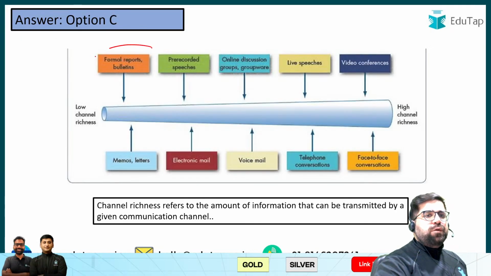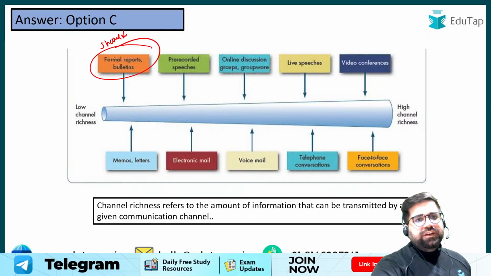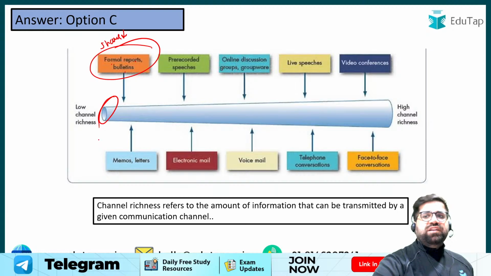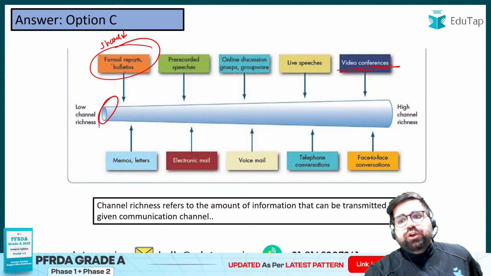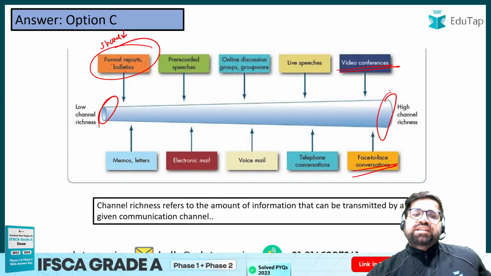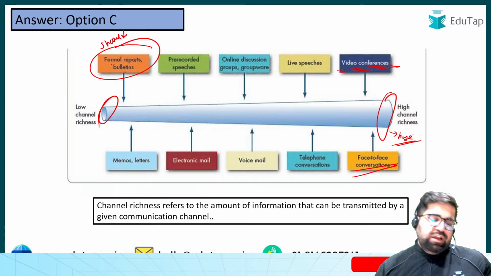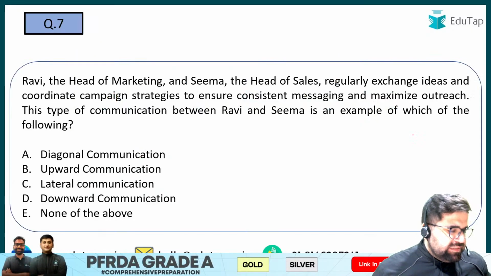Like if you see formal reports and bulletins, you cannot share much information, right? Information sharing is limited when you choose formal reports and bulletins, right? So you have low channel richness. But in video conferences and face-to-face conversations, you have high channel richness. Why? Because you can share a huge amount of information. Therefore, the correct answer will be option number C.